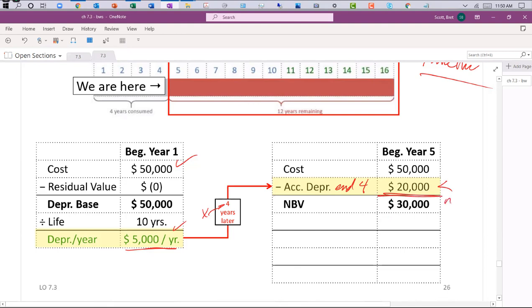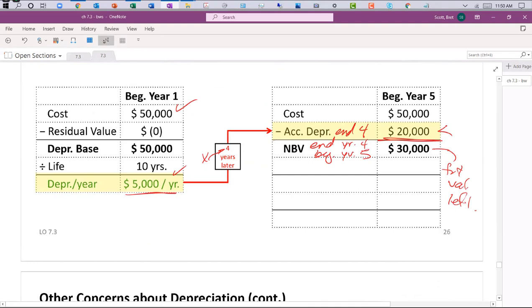This is the end of year 4, beginning of year 5. We have $30,000 of value left. Okay. Now, we have some new information.